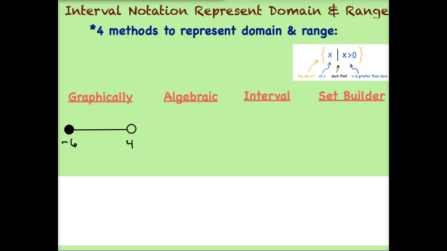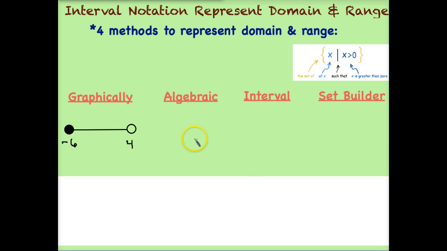In this case, if you remember, a closed circle means the number is included in that domain. So in this example, -6 is included. And then we include all the numbers in between -6 and 4. But because this is an open circle, we don't actually include 4. So we go all the way up almost to 4, but we never actually reach 4.